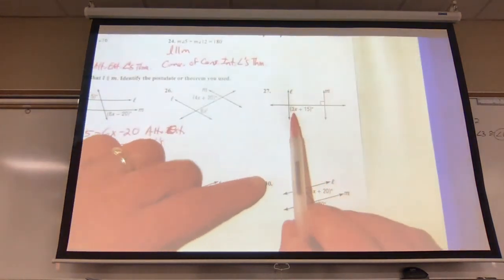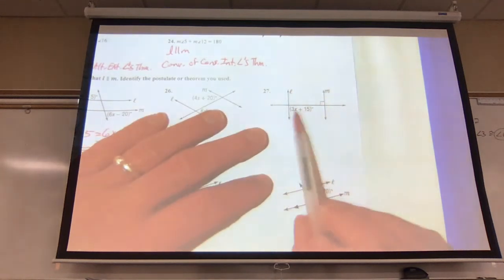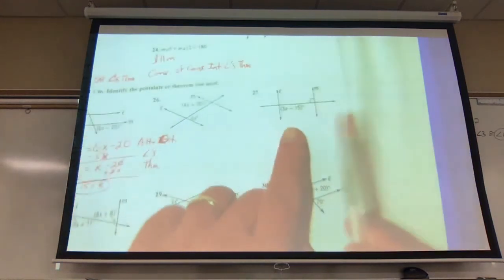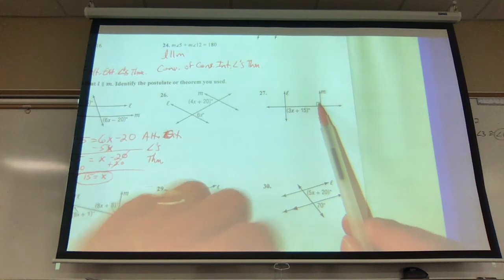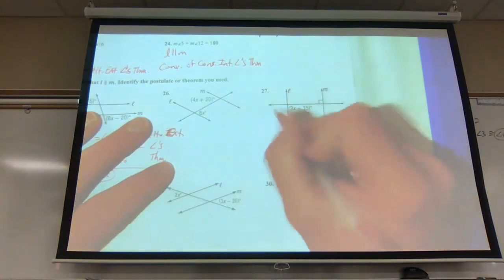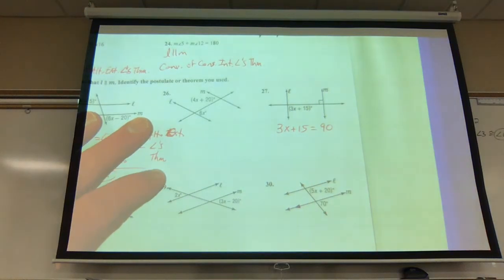27. We have a 3x plus 15 and a 90-degree angle, and those two are alternate interior angles. So if you go back to your theorem sheet, in order for the lines to be parallel, alternate interior angles have to be congruent. So again, we'll put those equal to each other. 3x plus 15 would equal 90.